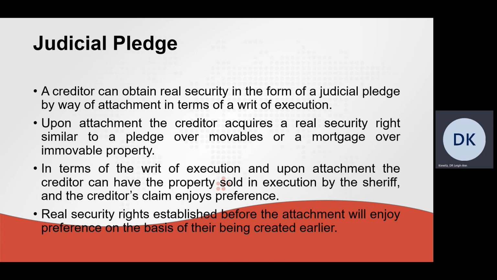The third category of tacit hypothecs is the judicial pledge. A creditor can obtain real security in the form of a judicial pledge by way of attachment in terms of a writ of execution. Upon attachment, the creditor acquires a real security right similar to a pledge over movables or a mortgage over immovable property. In terms of the writ of execution and upon attachment, the creditor can have the property sold on execution by the sheriff, and the creditor's claim enjoys preference. Real security rights established before the attachment will enjoy preference on the basis of their being created earlier.